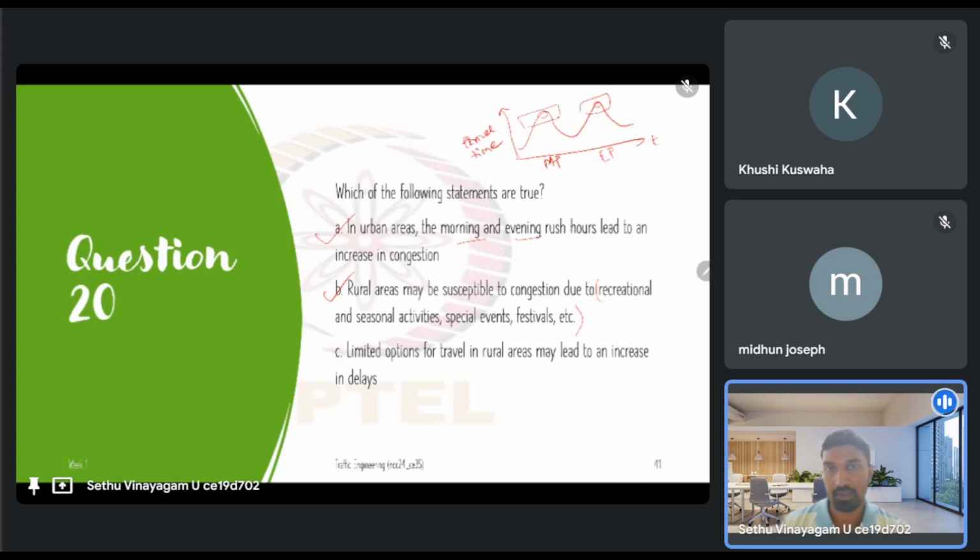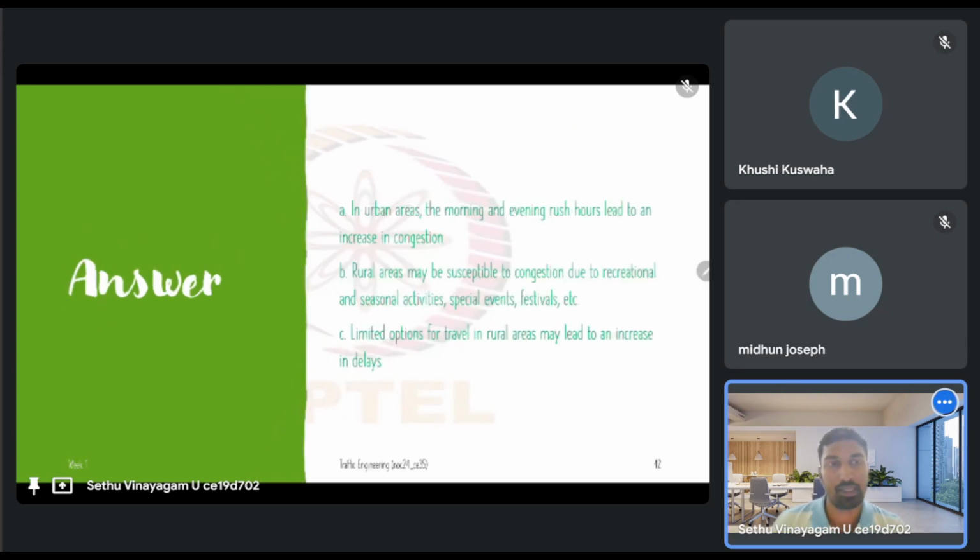If the bus is the only way with which you can reach, and you do not have a private vehicle, you do not have any other option to use, right? Taxis or autos may not be available, or may not be available at all times. Therefore, you have to wait for the bus, and therefore your delays will be higher, right? So these limited options may lead to an increase in the travel delays. So C is also a correct option. Therefore, all three are correct statements.